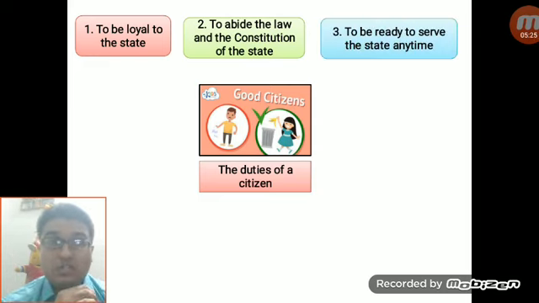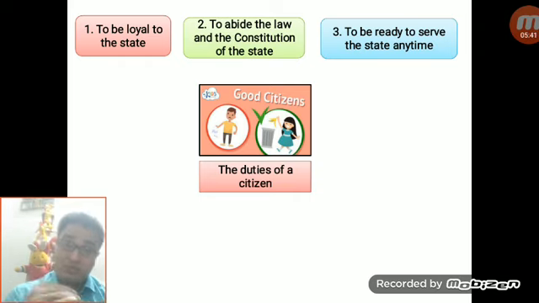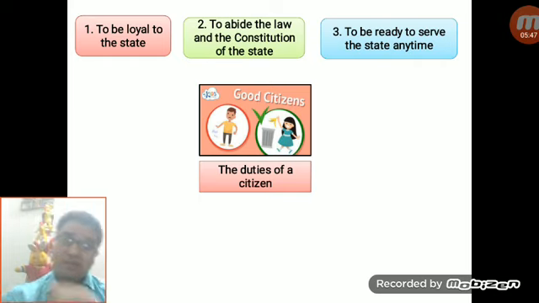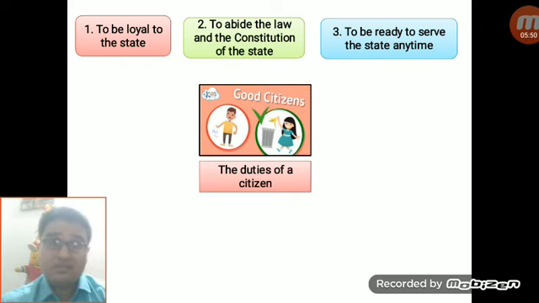Next point is to be ready to serve the state anytime. A citizen will try to make himself a patriotic citizen, and he will be ready to serve the country anytime, in any emergency. A citizen will be ready to serve the nation. So this is one of the duties of a citizen.